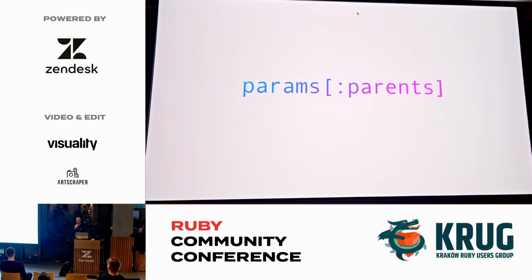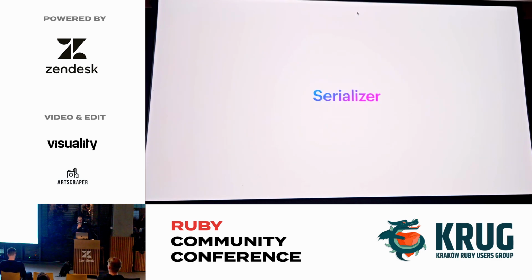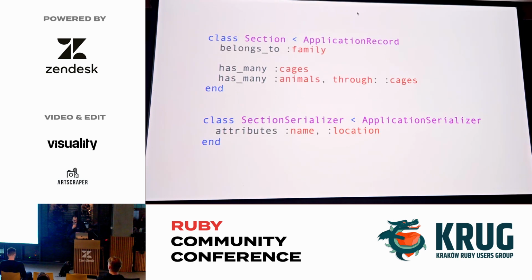Yes, that's clear. So let's say we want to implement the sections endpoint. As you see here, we have an owl house with some coordinates, and we have a lizard then. And in order to get this data, obviously, Rails generates a few dozen CRUD-kind of APIs. You need a serializer. To have a serializer, you look at the model, and you set your attributes.